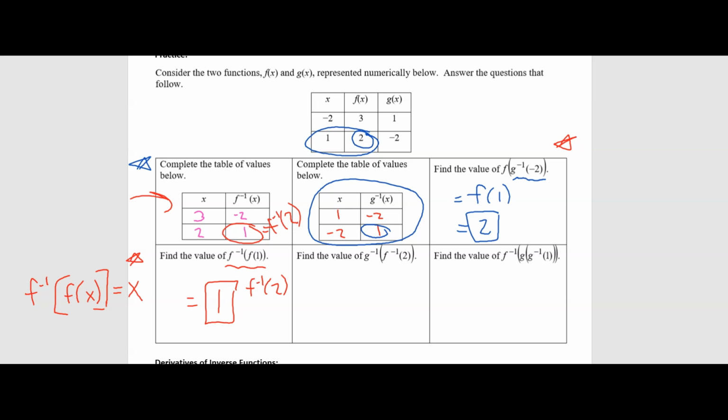All right, since the other two boxes are fairly similar to what we just did, I'll let you continue those on your own, and if you have questions, you can always ask me.